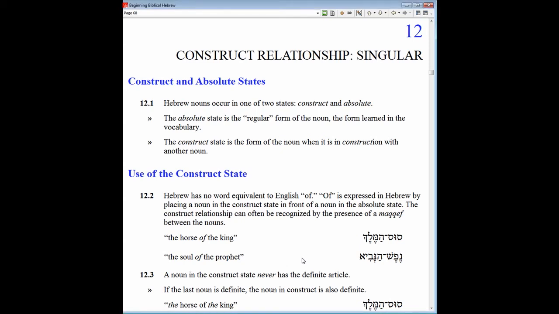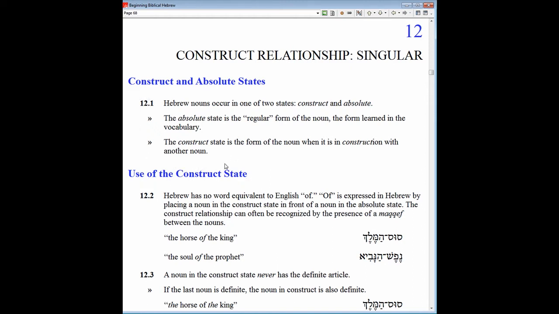This is the overview for Futato chapter 12. He's going to introduce you to something called the construct relationship, specifically with singular nouns. Chapter 13 will be the construct relationship for plural nouns. Now, what the construct relationship is explained really in this first section.